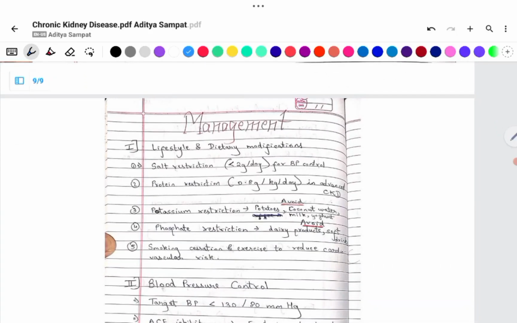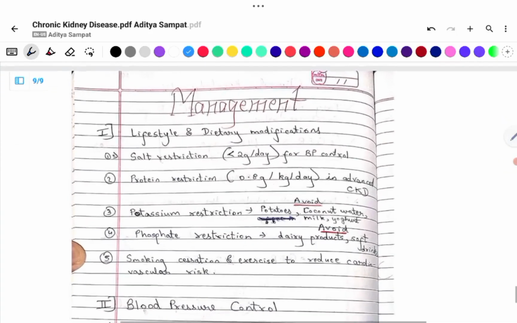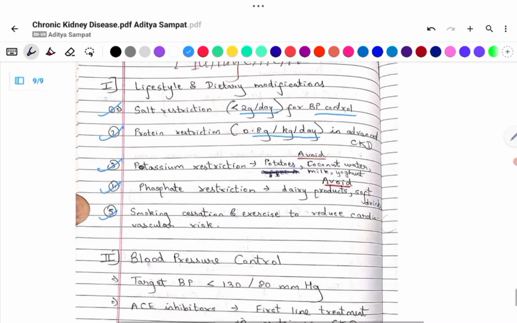Management. Lifestyle and dietary modifications. First, salt restriction of less than 2 gram per day for BP control. Protein restriction of 0.8 gram per kg per day in advanced CKD. Potassium restriction. Avoid potatoes, coconut water, milk, yogurt. Fourth, phosphate restriction. Dairy products and soft drinks must be avoided. Fifth, smoking cessation and exercise to reduce cardiovascular risk.